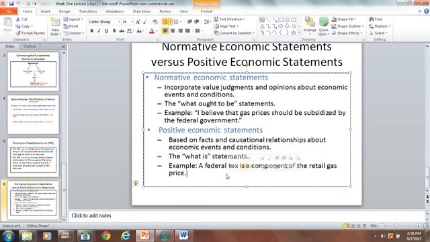This is true. If you look at the structure of a retail gas price, one component built into the price is a tax component, right? So, distinguishing between normative economic statements versus positive economic statements: for normative, look out for opinions, like "I believe," "I think," "I suspect." Those are clues that you're dealing with normative statements. Positive statements are rooted more in factual results.